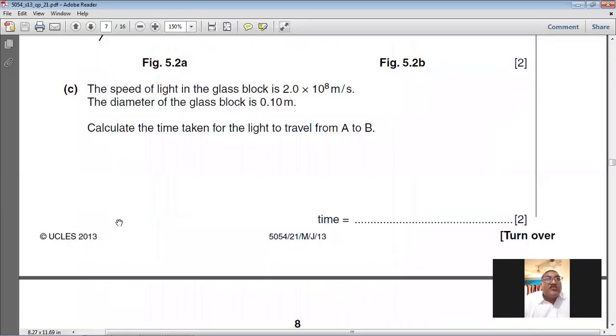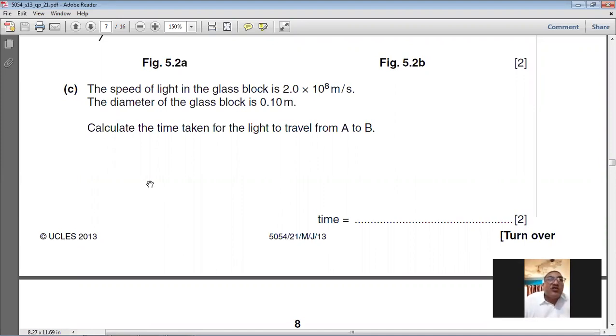The next question is: the speed of light in the glass block is 2 × 10^8 meter per second, and the diameter of the glass block is 0.10 meter. The diameter of the glass block is given. Calculate the time taken for the light to travel from A to B.